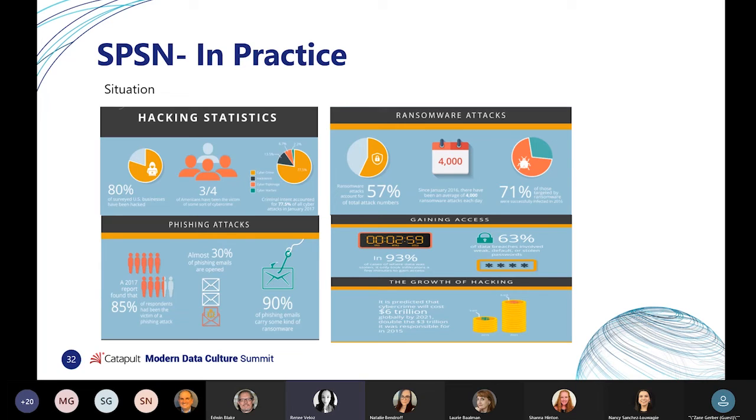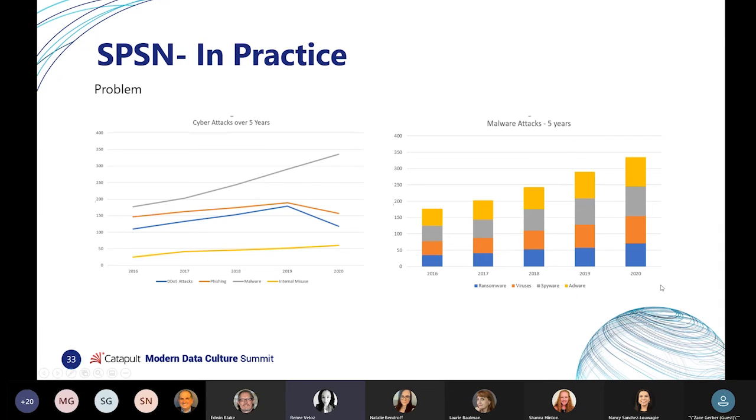It also goes on to talk about gaining access and what that looks like in the future. So it talks about predicting that cybercrime will cost $6 trillion globally by 2021, which is this year, which is double the $3 trillion it was responsible for in 2015. So those are obviously things to be concerned about as an organization. So what does your problem look like? Slide, please. So in this case, you would look at what it looks like for your own organization.